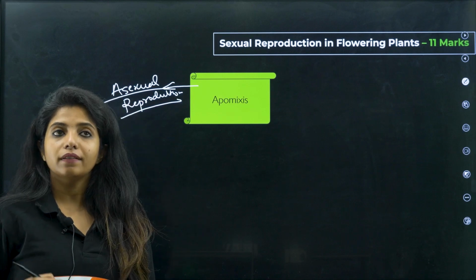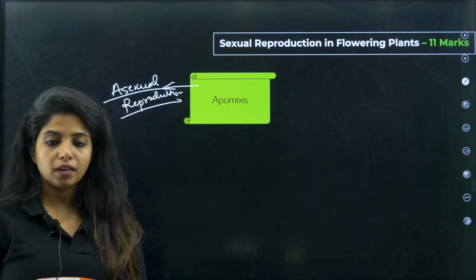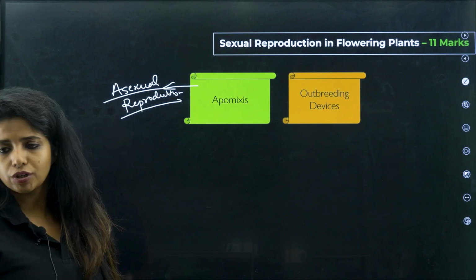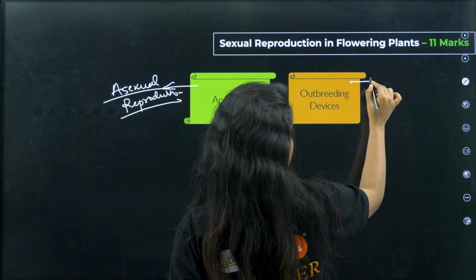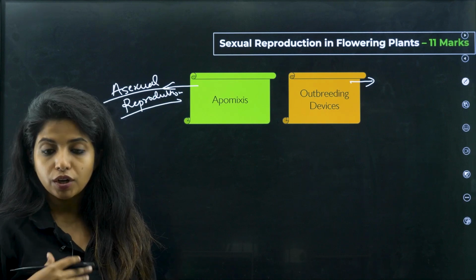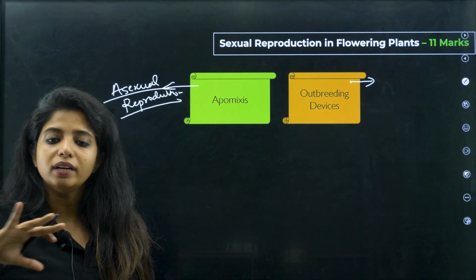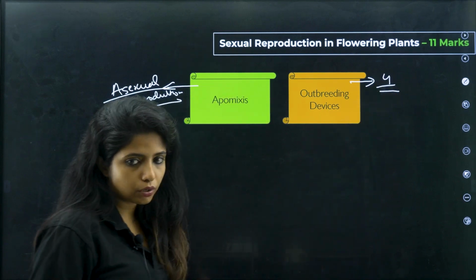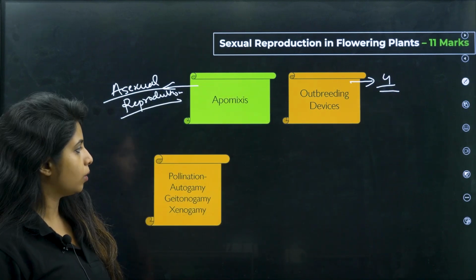Now they will ask you, how does apomixis happen? So please have a detailed study about apomixis. It's a very important thing. So many questions have come. Outbreeding devices, as in the plant itself has restricted itself from doing self-pollination. So there are certain things that it does to avoid self-pollination. You need to know those 4 or 5 points. Okay, it's very much important. Again, questions have come from this particular topic.